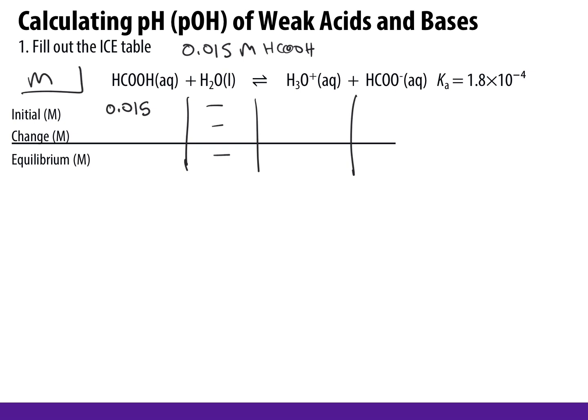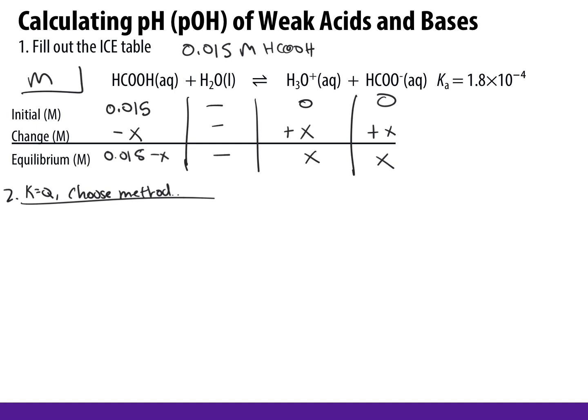Next, H3O plus and HCOO minus both started at 0. Now the change here, again, we could think about K versus Q, but we started with no products, so we're going to have to form a little bit of each of these products. So this is going to be plus, and the coefficients are all 1, so just plus x for the products. The reactants, we have to use up a little bit of reactant, so minus x. Again, all coefficients are 1. Then at equilibrium, we have 0.015 minus x, and x.